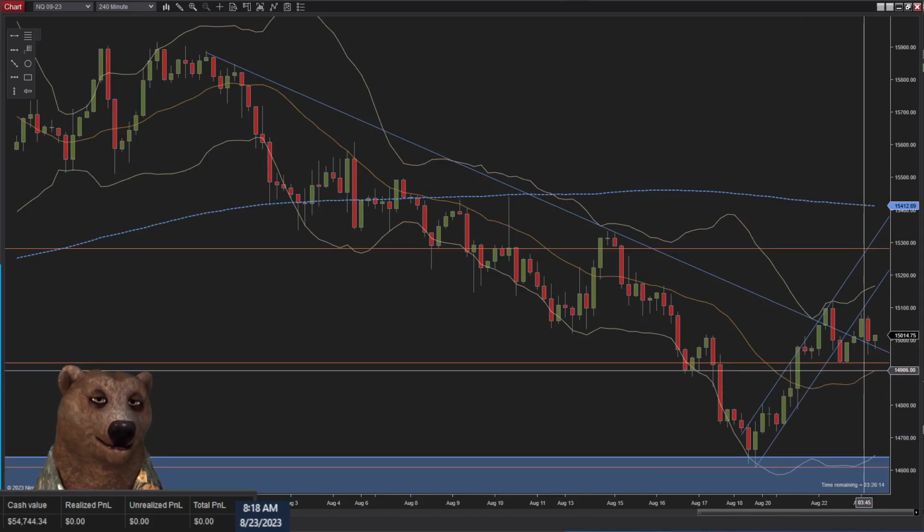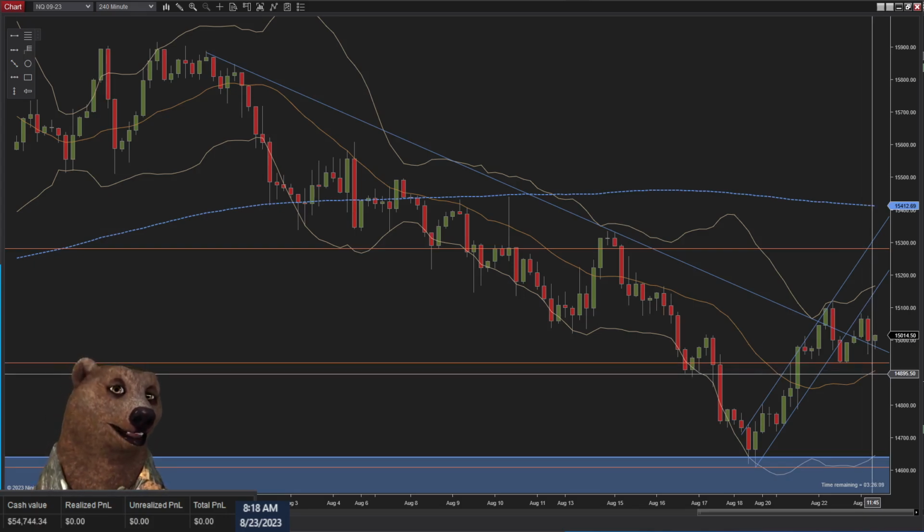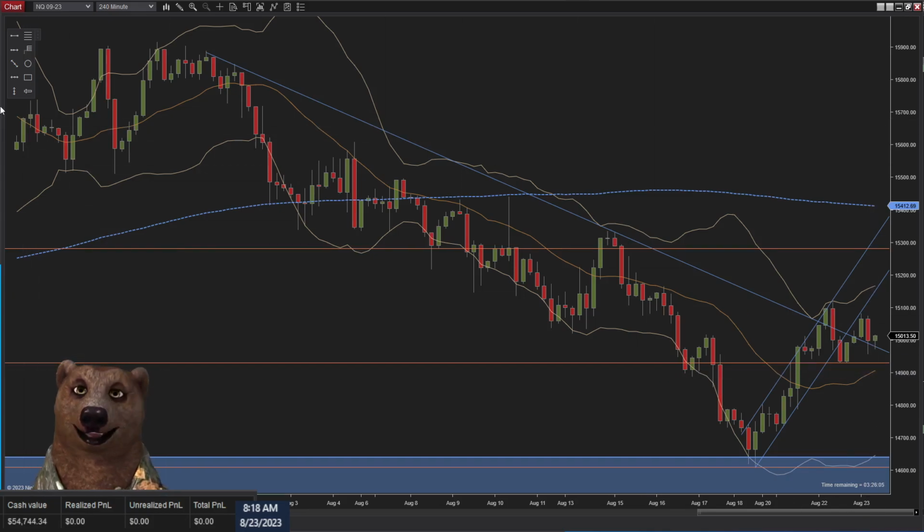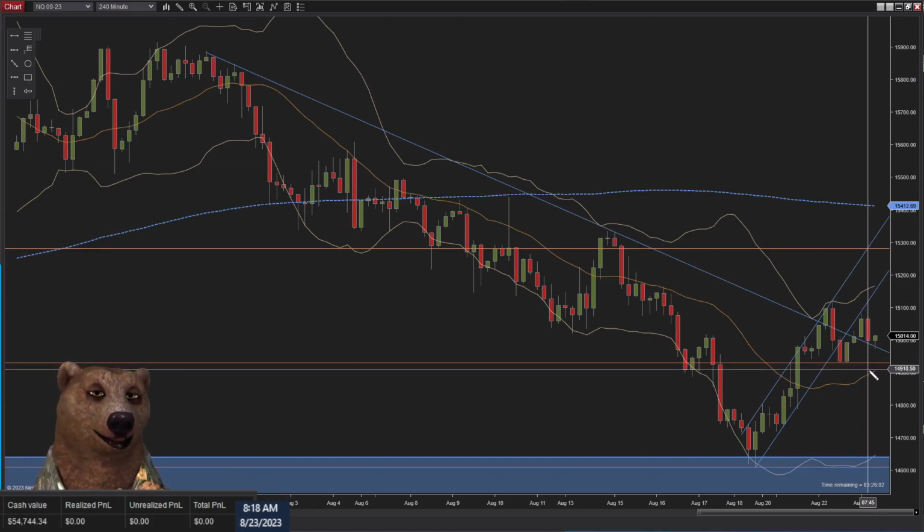It also kind of corresponds with the 20 SMA on the 4-hour. So yeah, I think that if we break, let's say we break 14,900, we would be looking at a downside move down into here.